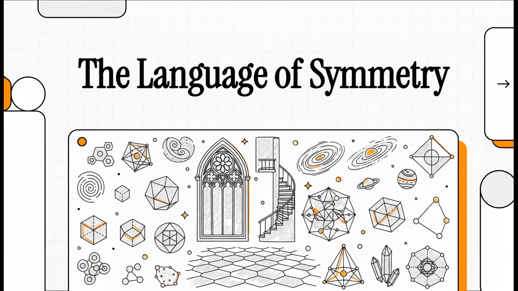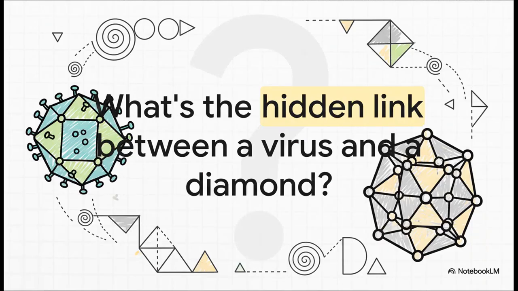All right, let's dive in. We're about to go on a quest to understand this secret mathematical language. It's a language that, believe it or not, describes the very structure of the world around us, from the tiniest virus to the biggest crystal. So, to kick things off, I've got a question for you. What in the world is the hidden link between a virus and a diamond?